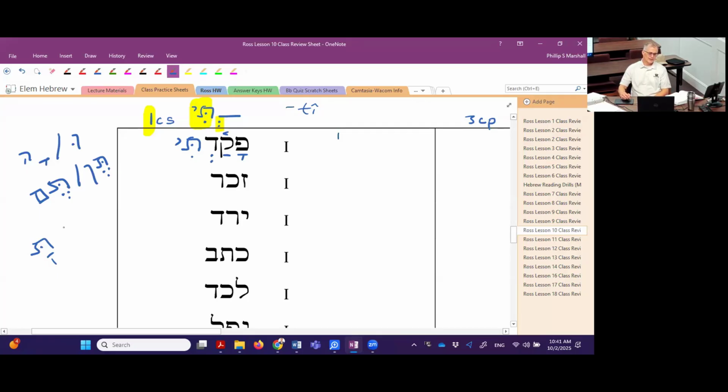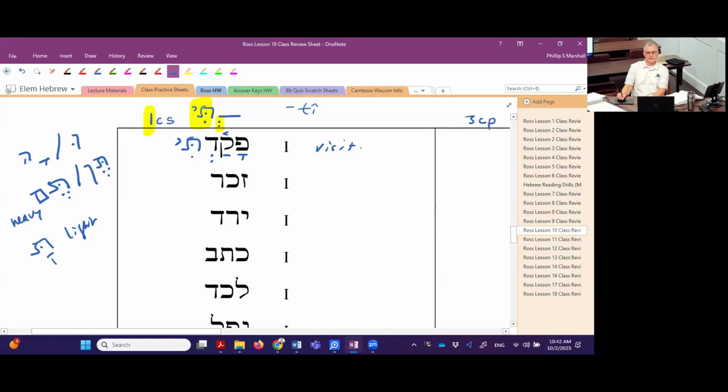So ha is a light consonantal ending, while tem and ten are heavy consonantal endings. All right, so pakati. Say that to me, everybody. Pakati. So how would I translate that? Pakati. I appointed, I visited, right?